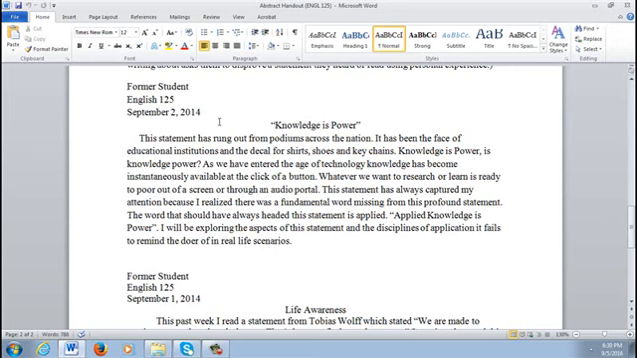Also, the understanding of the assignment is clear. After all, the student says, or I should say the writer plans to disprove the statement and even revises it to where it reads, applied knowledge is power. I should point out, however, that there are some sentence level errors.